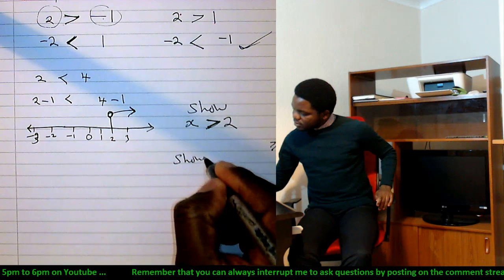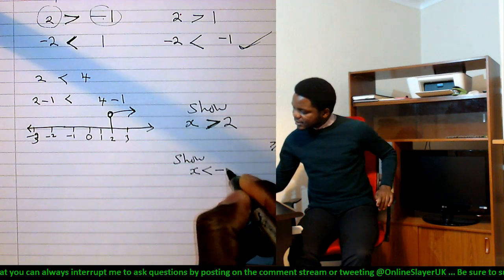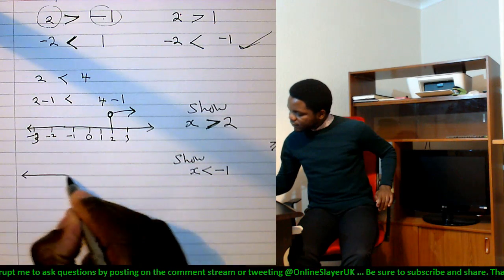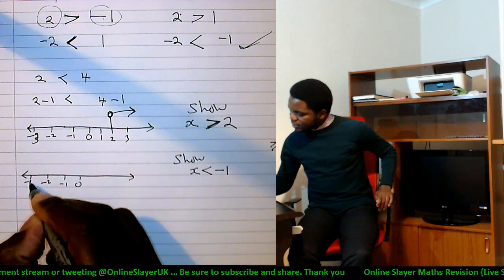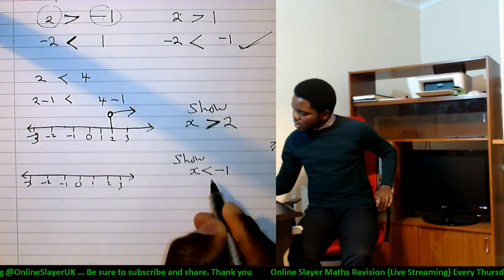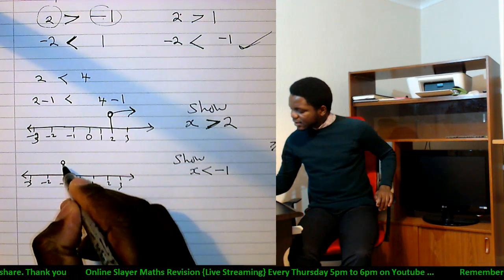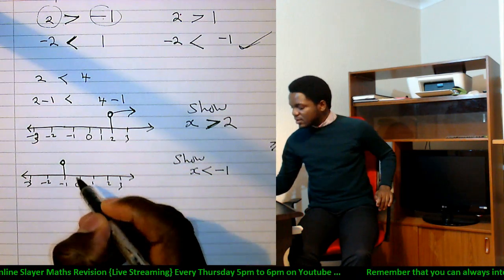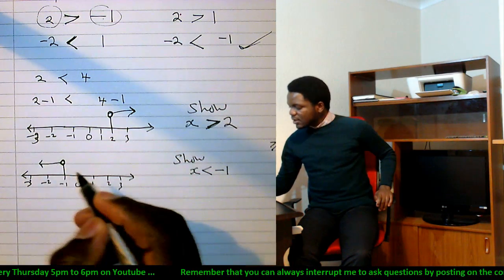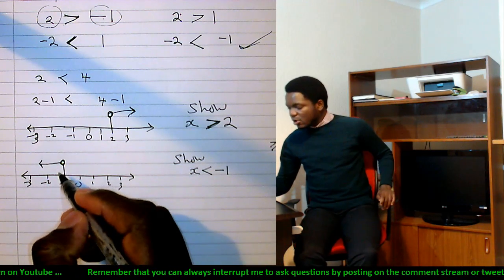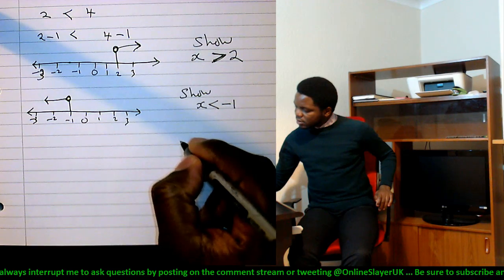So can you do this for me? Show me the set of numbers where x is less than -1. If you draw this again, -1, -2, and so on. For x to be less than -1, you're just going to do the same thing. You're not going to shade the center because it's not inclusive of -1. And then you draw an arrow that goes on till negative infinity. It never comes back.